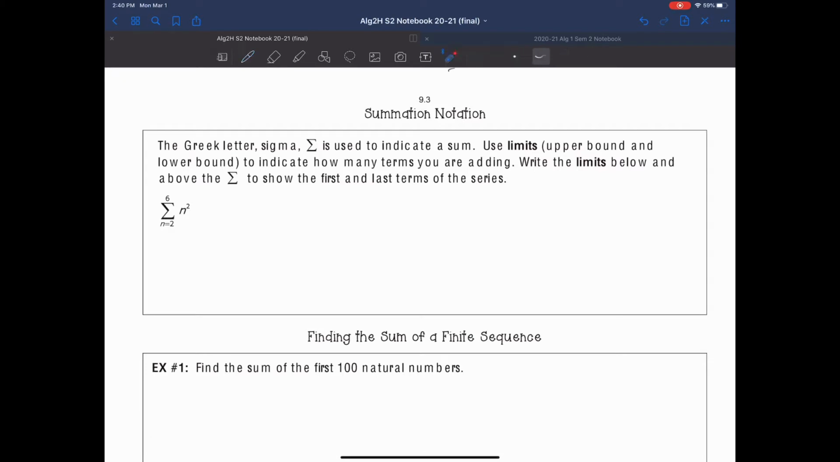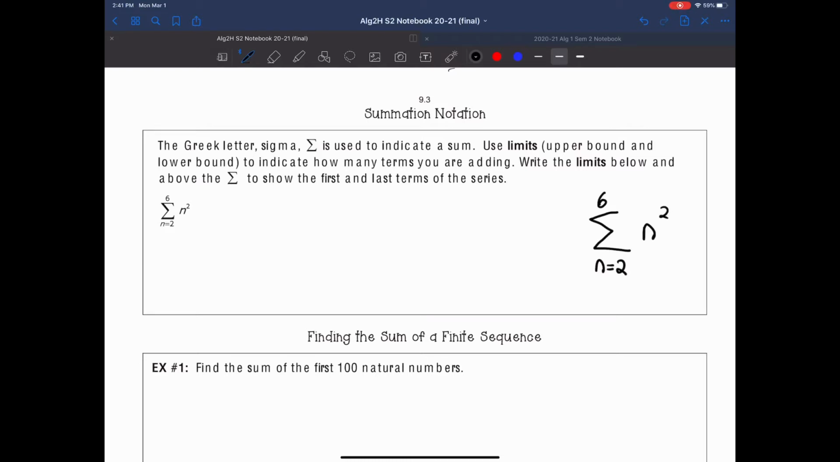So like we said previously, the Greek letter sigma is used to indicate a sum. Use limits, the upper bound and the lower bound, to indicate how many terms you are adding together. Write the limits below and above the sigma symbol to show the first and last term of the series. So let's say we have the following summation notation, and I'm going to write this down a little bit bigger, and we're going to break it apart. So I have my sigma symbol. On the top of my sigma symbol, I have a 6. On the bottom, I have n equals 2. And on the right-hand side, I have n squared.